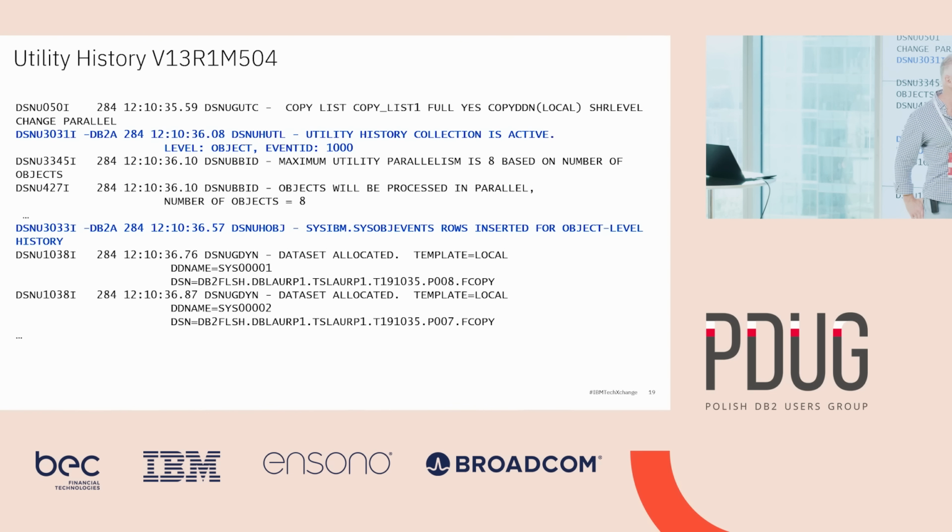This is the event ID for this utility execution here. And SYSOBJ_EVENTS rows have been inserted for object level collection. Okay? So you have information about the event ID in the utility job output.